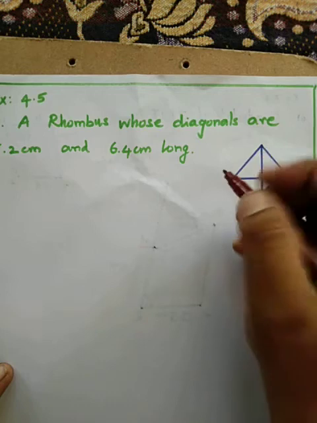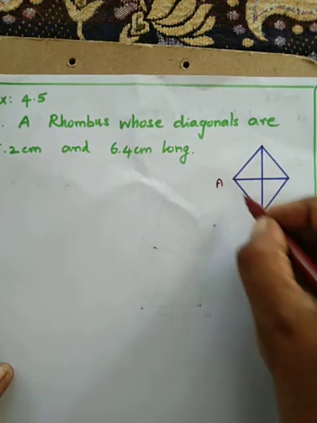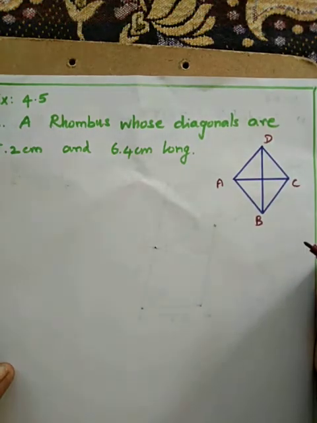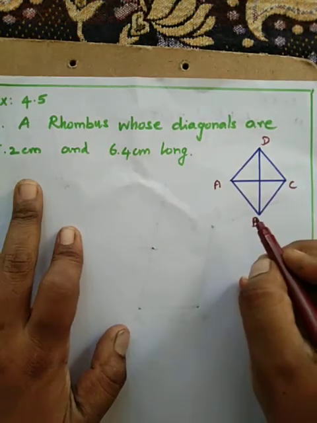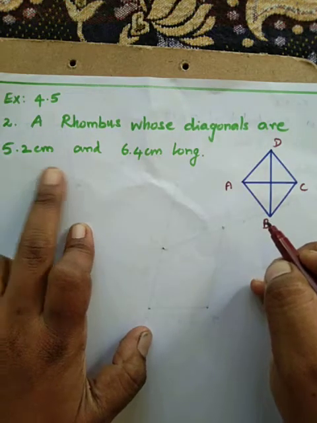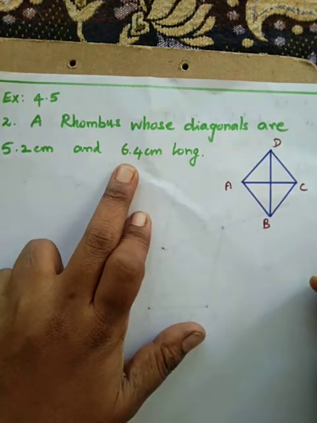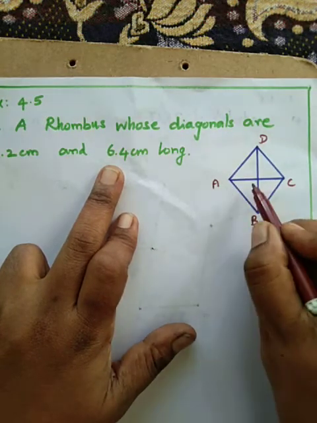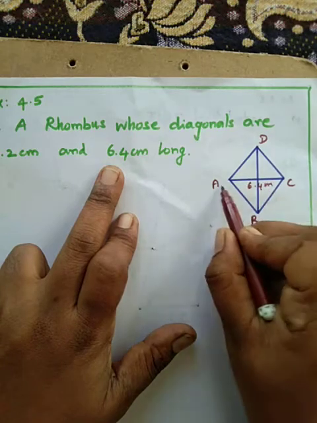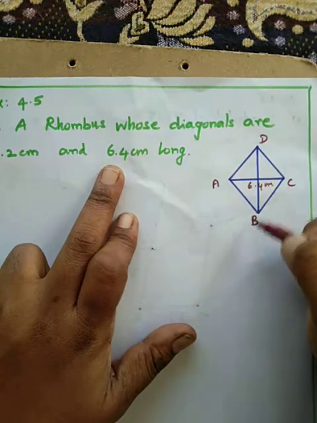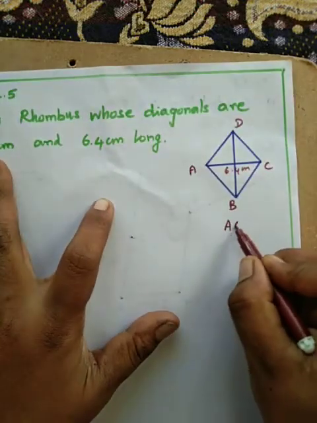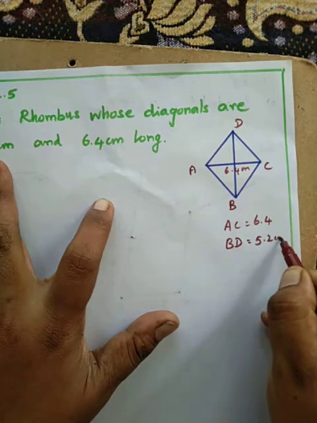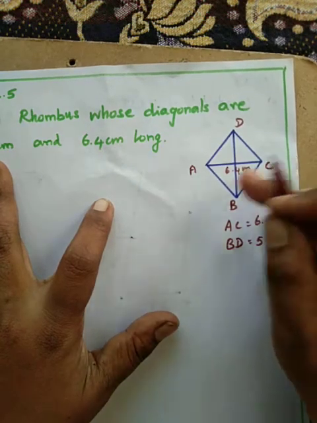It's a rough sketch. We have to mark the measures A, B, C, D as the vertices of the rhombus, and here what it is given, 5.2 is a diagonal and 6.4 centimeter is also a diagonal, right children? So the first diagonal I am taking as 6.4 centimeter. AC is equal to 6.4 centimeter and BD is equal to 5.2 centimeter. So only the diagonals are given, no sides are given.